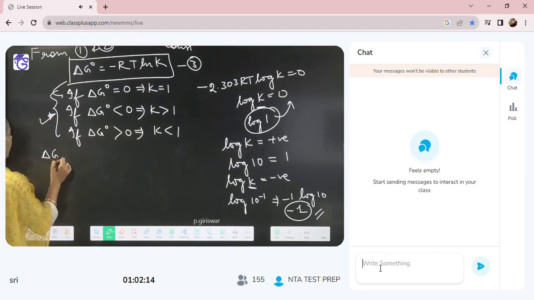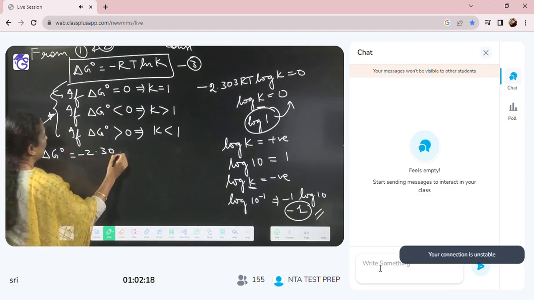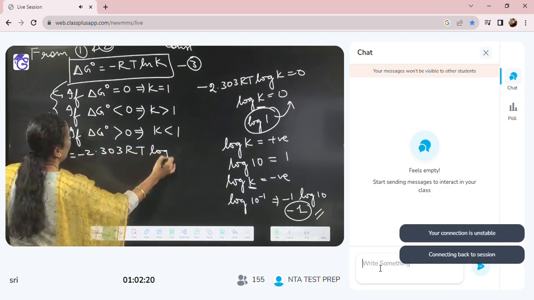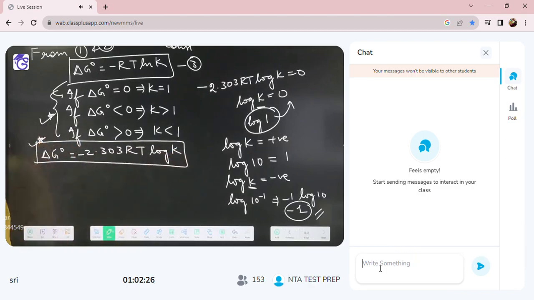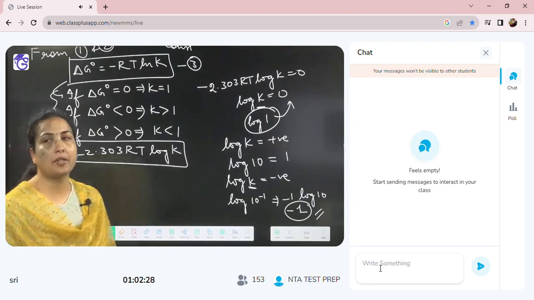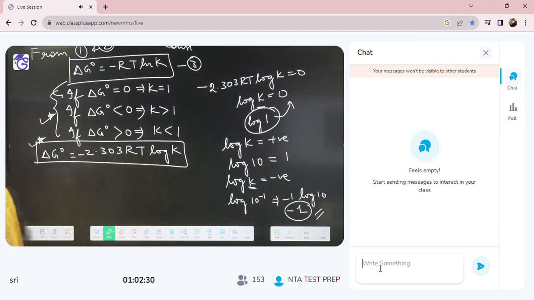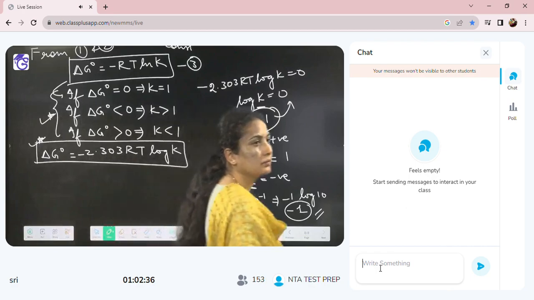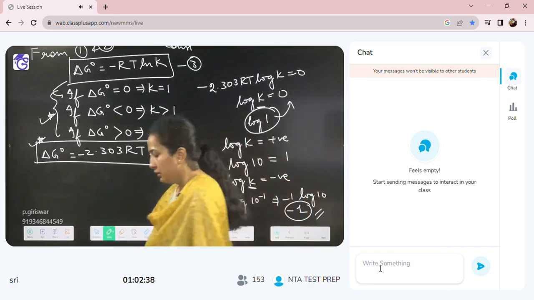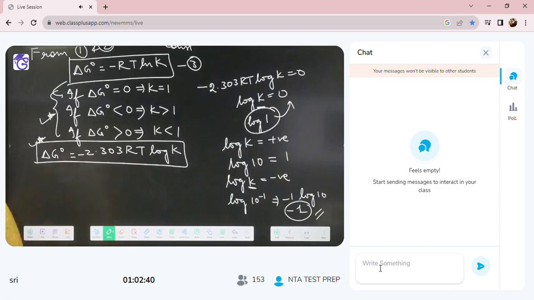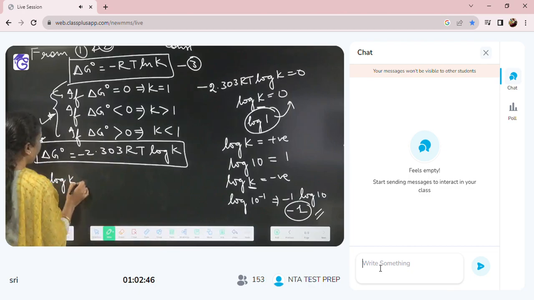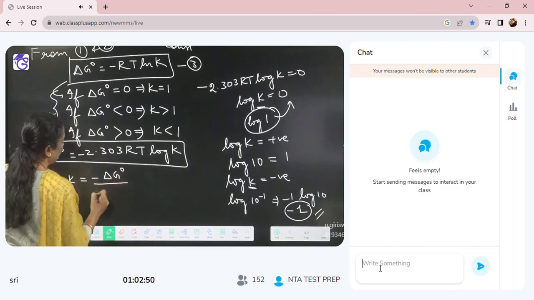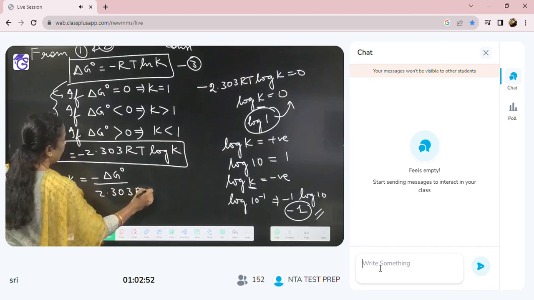Then simply I can write down delta G naught is minus 2.303 RT log K, converting ln into log here. Is there any confusion to anyone in the three conditions which I have written here? So I'll be able to write down log K as minus of delta G naught upon 2.303 RT.